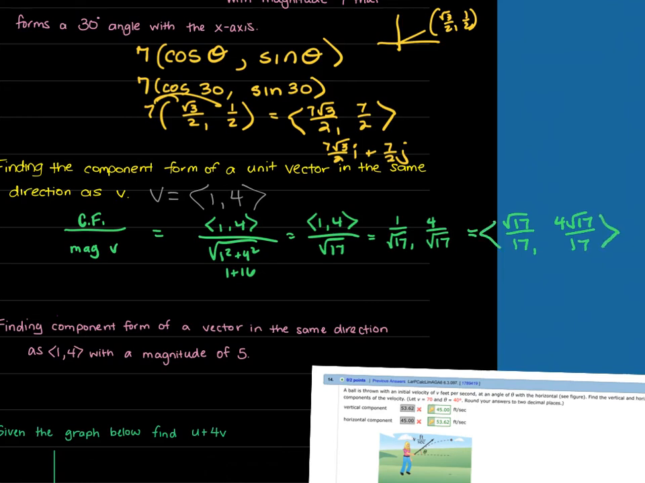So if it's a unit vector, that's it. It's left alone. If it's not a unit vector, it will stay in the same direction, but it will give you a different magnitude, like the one that's below it and the one that was in the warm-up. And for those, we just distribute the magnitude in.